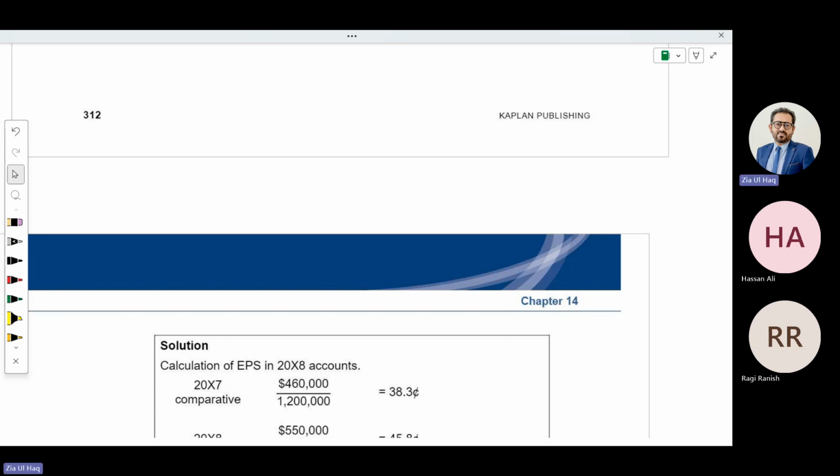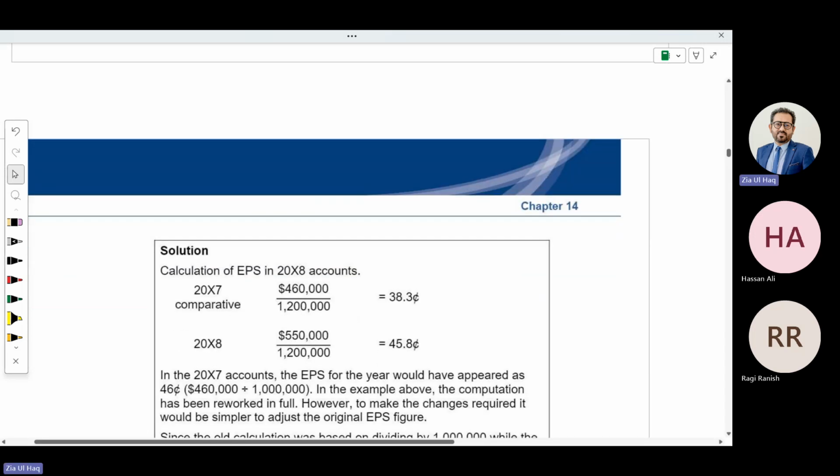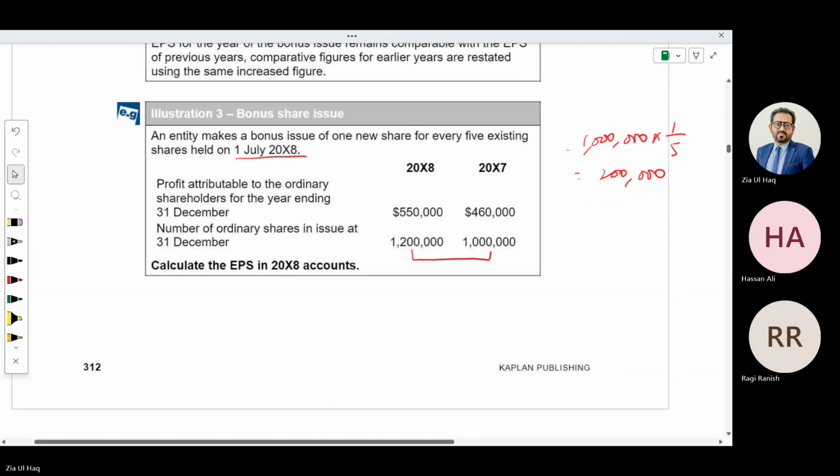If the company issues a bonus during the year, we will consider it issued at the start of the year, meaning we will add it from the start of the year. How to calculate EPS for 20x7 460? We will consider these shares issued at the start of the year, so 10,000 plus the bonus at the start of the year. So for 20x7 the EPS will be this. Even for 20x8 we will consider the same number of shares.